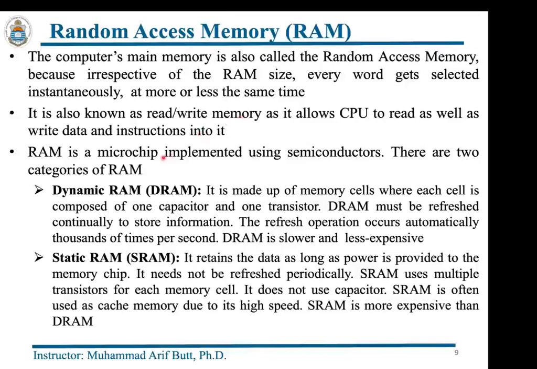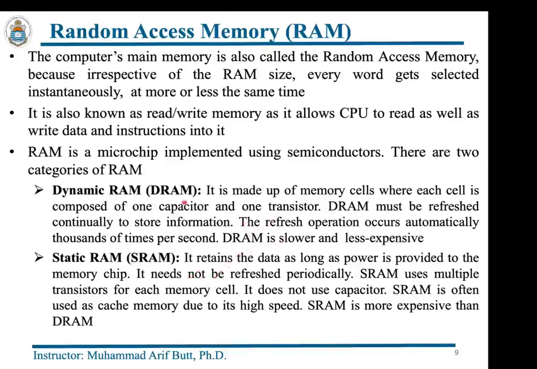Well, this RAM is a microchip implemented using semiconductors, and there are two main categories of RAM: the dynamic RAM and the static RAM. The dynamic RAM is composed of a capacitor and a transistor, while inside the static RAM there are no capacitors, there are only transistors.